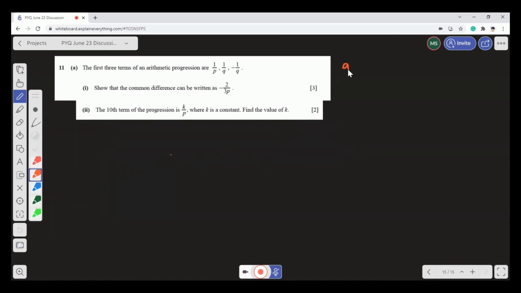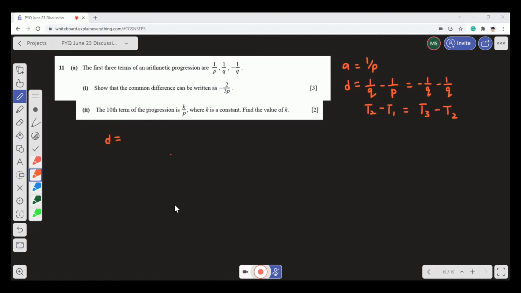The A and the common difference. The A is 1 over P. The common difference is that you have to use the second term minus the first term. Okay, so T2 minus T1, or the third term minus the second term, or the third term minus 1 over Q again. So in this case, I already prepared all these things. They want us to show that the D is negative 2 over 3P. How to show this?